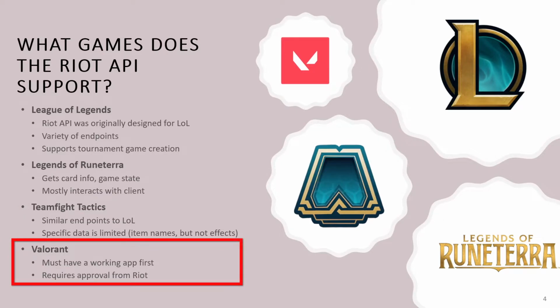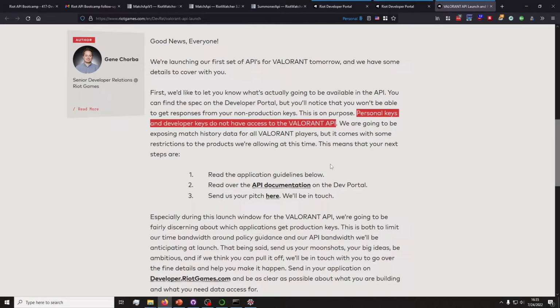Valorant provides almost more info than League of Legends. The issue is you have to have a working app first, and then it has to be approved by Riot. You can see here on the Riot developer blog themselves, personal keys and developer keys do not have access to the Valorant API. So if you want to use the Valorant API, I'm going to put together a separate course later on detailing how you can build a working prototype and then get that approved so you can get access to the Riot API. But that's for a different course.